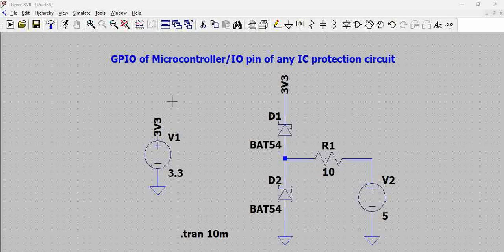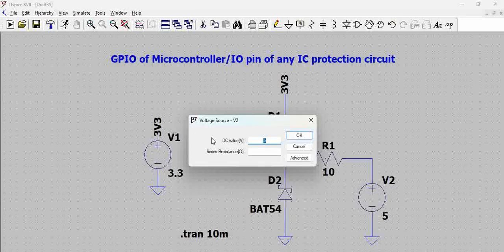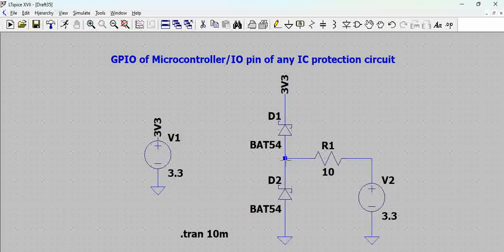Now, talking about this particular circuit, assume that this node is a pin of a microcontroller on the left side. To this pin, we are trying to give 5 volts. Let us assume this microcontroller works on 3.3 volts. Okay, let us not put 5 volts directly. Let us give 3.3 here. And we are giving it to a microcontroller, and on the microcontroller pin we have a 10 ohm resistor in series between the pin and the supply.